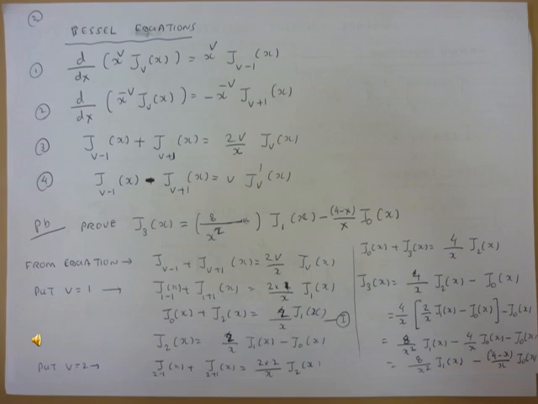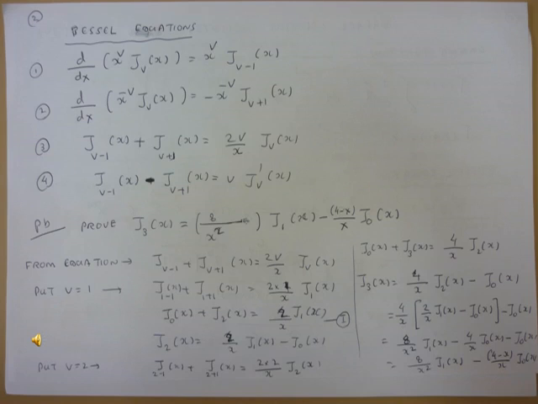And then we also solve for J2(h), so we have to put v equal to 2. In the equation J(v−1)(h) + J(v+1)(h) equal to (2v/h)J(v)(h), we substitute v equal to 2. So J(2−1)(h) + J(2+1)(h) is equal to (2×2/h)J2(h). Therefore we got J1(h) + J3(h) is equal to (4/h)J2(h). Then we can write down the equation, J3(h) is equal to (4/h)J2(h) minus J1(h).